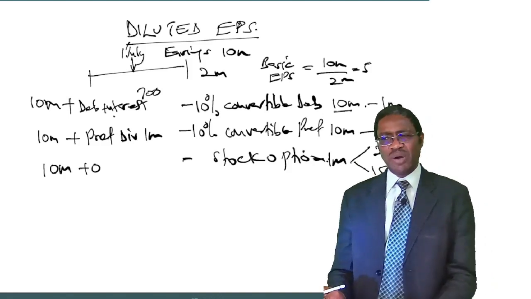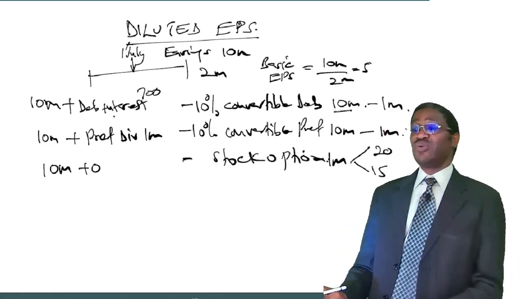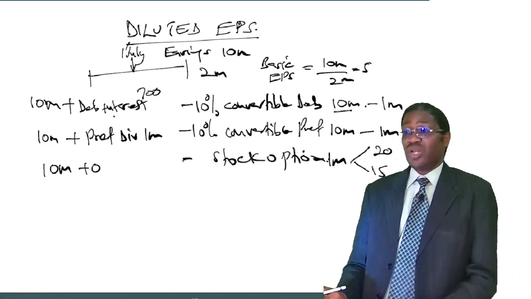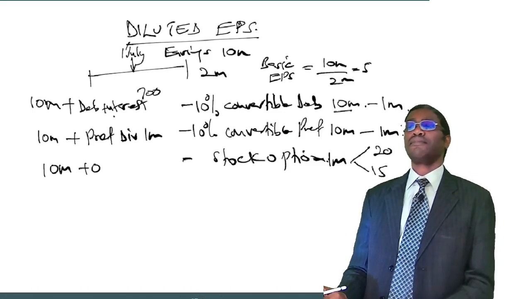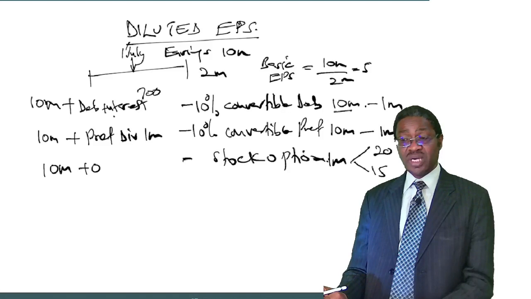What did we say about how they affect the numbers? When you are computing the diluted earnings per share and you had a stock option, what did we say? I hope you still remember.